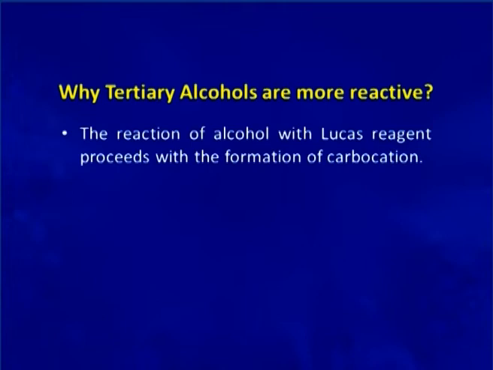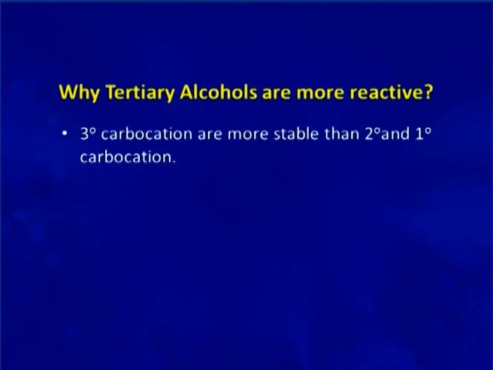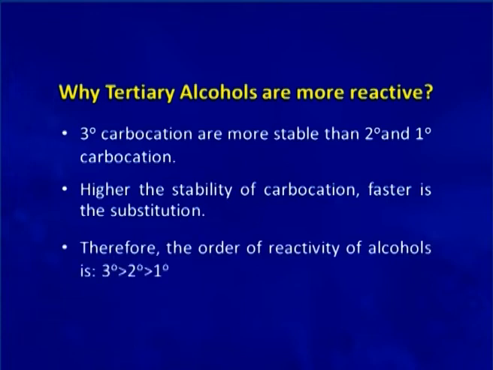The reaction of alcohols with Lucas reagent basically involves carbocation. Carbocation formation in case of tertiary alcohol results in the formation of a tertiary carbocation, whereas in case of secondary and primary alcohol they generate secondary carbocation and primary carbocation. Now, since you know that secondary and primary carbocations are less stable than tertiary carbocation, tertiary alcohol shows higher reactivity towards the reagent, and that is why you can see here the order of reactivity of alcohol is tertiary alcohols most reactive, then secondary and then the primary alcohol.